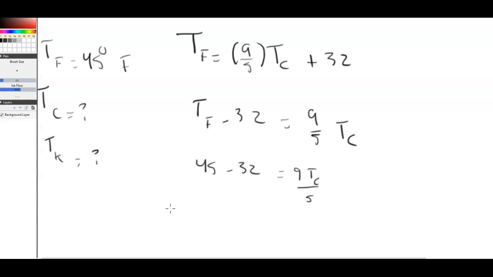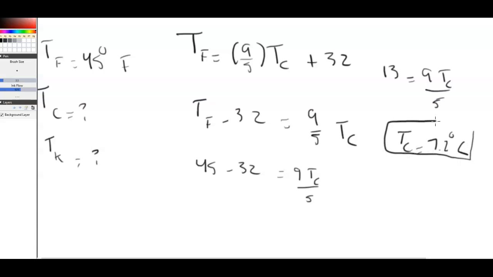Okay, so what is that? That is 13 equals 9 TC/5. And then I'm just going to multiply the 5 up and divide by the 9. And so you should get TC is equal to 7.2 degrees Celsius. Okay, just a real basic unit conversion there using the equation, 7.2 degrees Celsius.